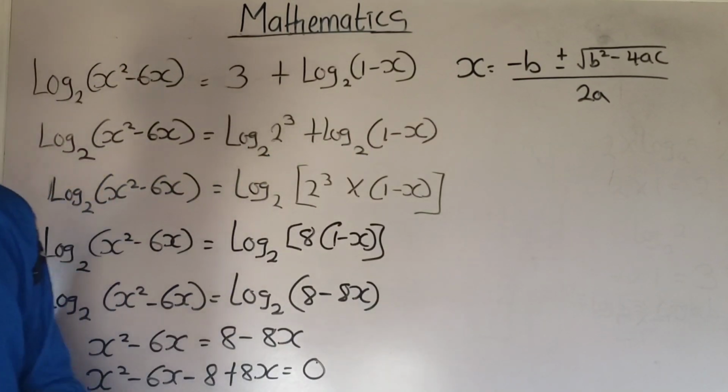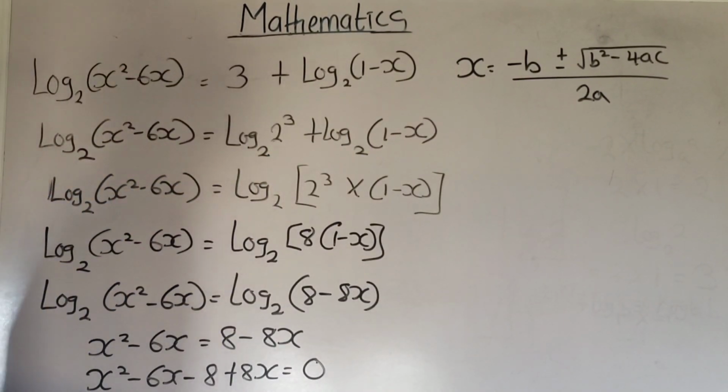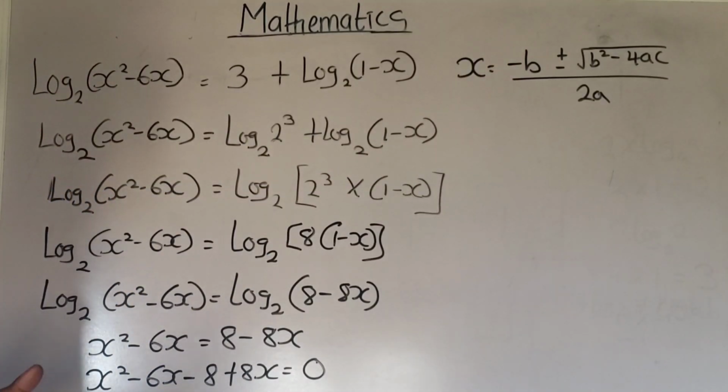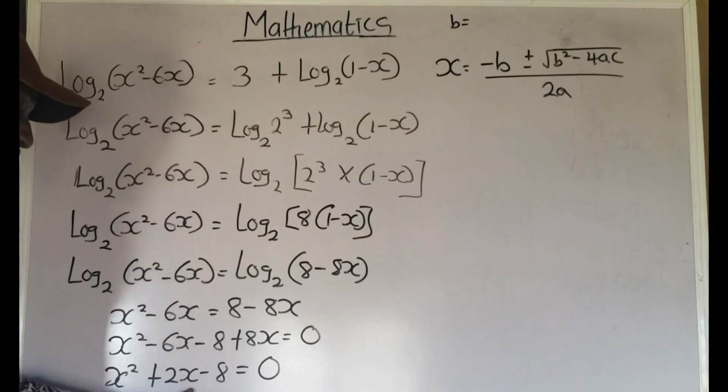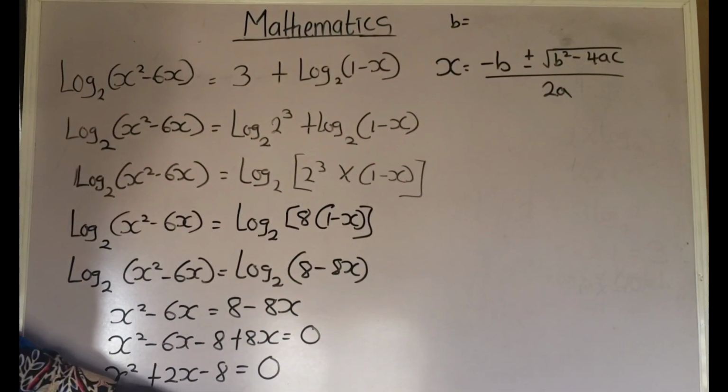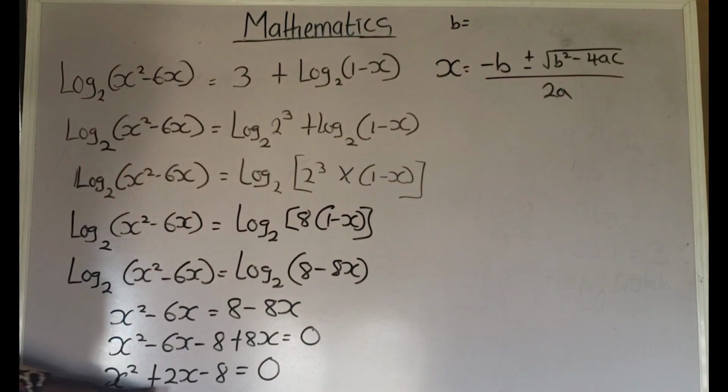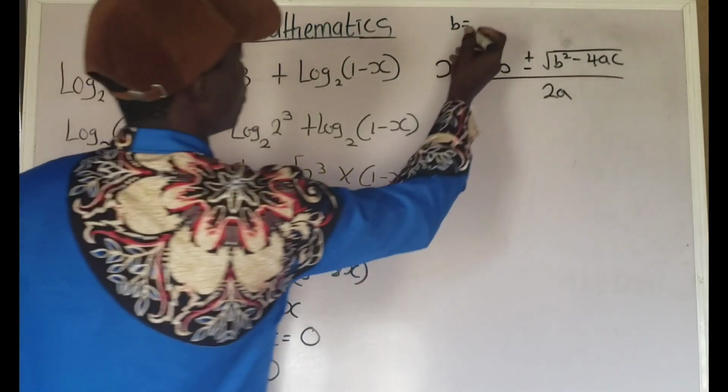x is the unknown that we want to determine in our quadratic equation. b is the coefficient of x. Coefficient of x is what we call b. Are you paying attention? b is the coefficient of x. The coefficient of x in this quadratic equation is what? 2. So b is equal to 2.